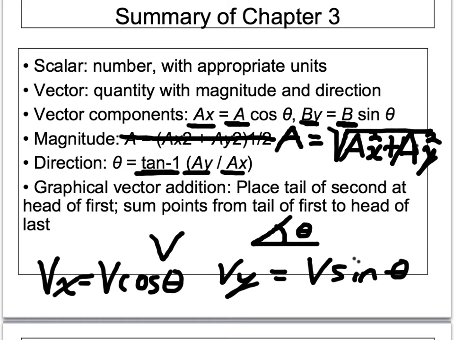Also, you can add vectors graphically, not just with numbers, by placing the tail of the second vector at the head of the first. Let me do one of these real fast. So if we have a blue vector and a red vector, whenever I draw my resultant vector, it goes from the tail of the first to the tip of the last. So the orange is my resultant vector. And that's what sum points from tail of first to head of last means. Your sum, or your resultant vector, points from the tail of the first to the head of the last.